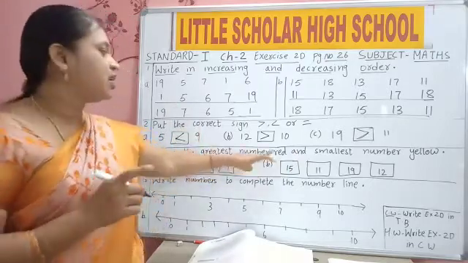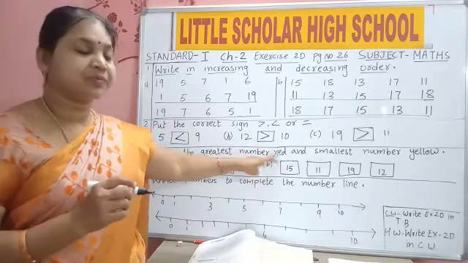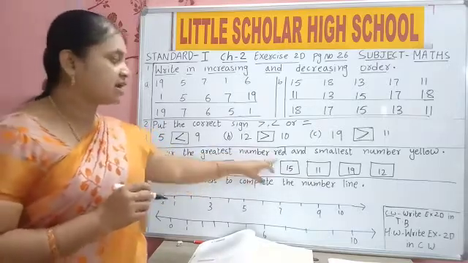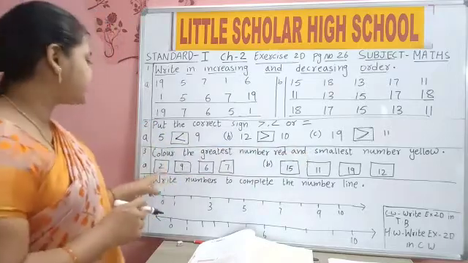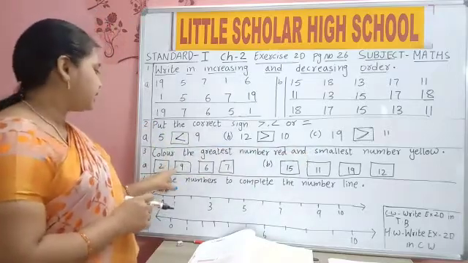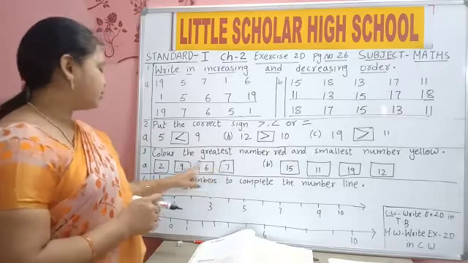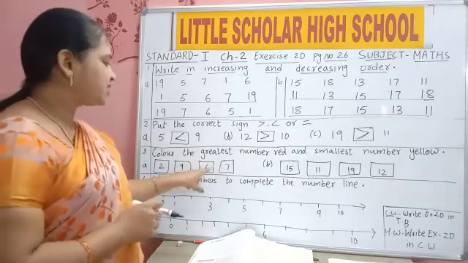Red and yellow. Red we will mark for the red box. We will color it for the greater number. The yellow box we will color for the smaller number. So first we will read the numbers. 2, 9, 6, 7.